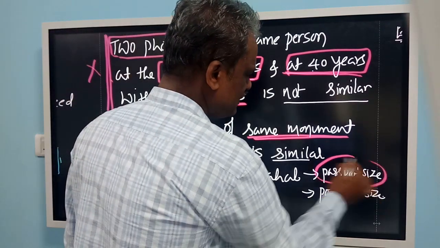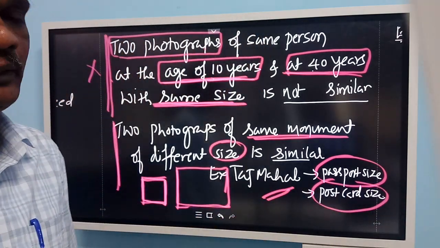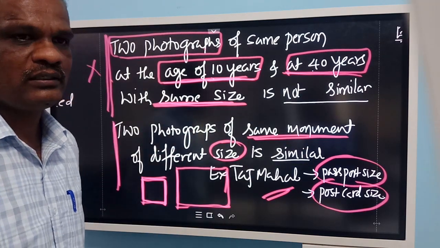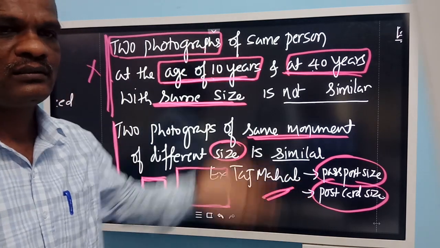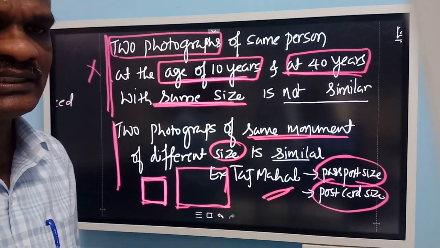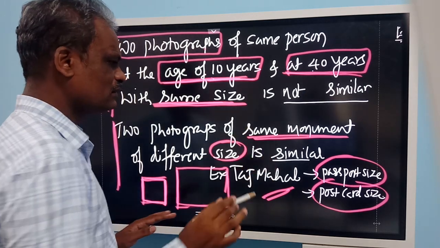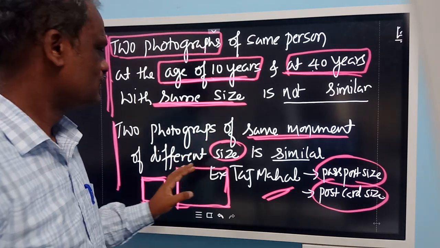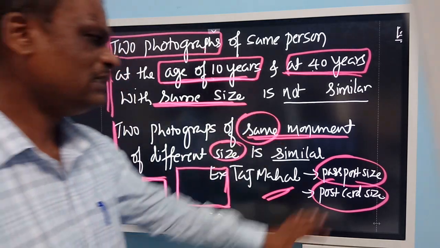Whether you take a passport size photo or a postcard size photograph of the Taj Mahal, it will not change the shape. You enlarge the photograph to different sizes, passport size, postcard size or 10 by 10 size, whatever the size you take, the shape of the Taj Mahal will not change. So therefore, any photograph of this monument is always similar because the shape is always the same. Two photographs of the same monument are similar.